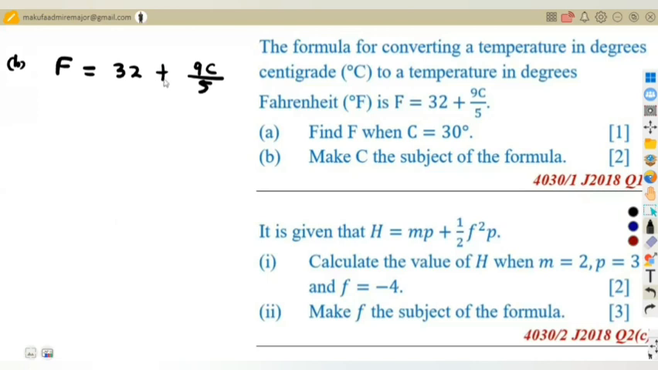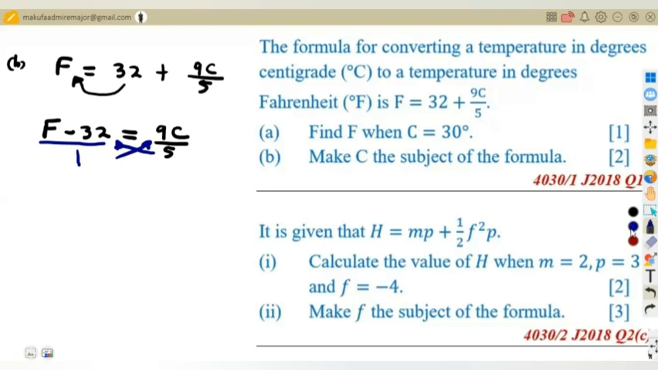Yes, we've got fractions, which is fine, but as we can see, this 32 is not even affected by C. So we can transpose this to the left-hand side so that it becomes negative this side. So F minus 32 is equal to 9C over 5 in this case. Then we can think of clearing fractions because this is the same as over 1. So you can cross multiply.